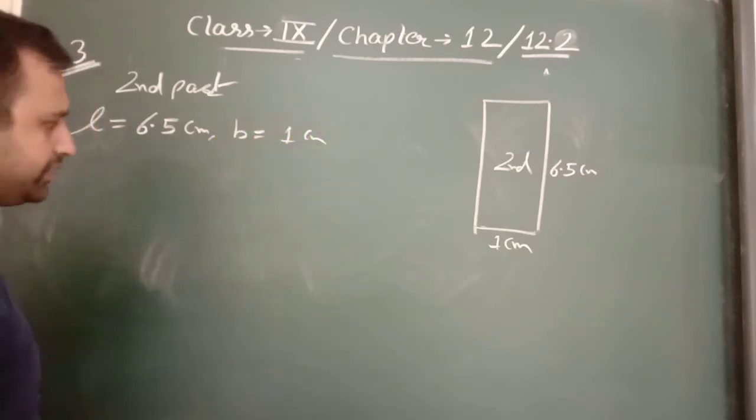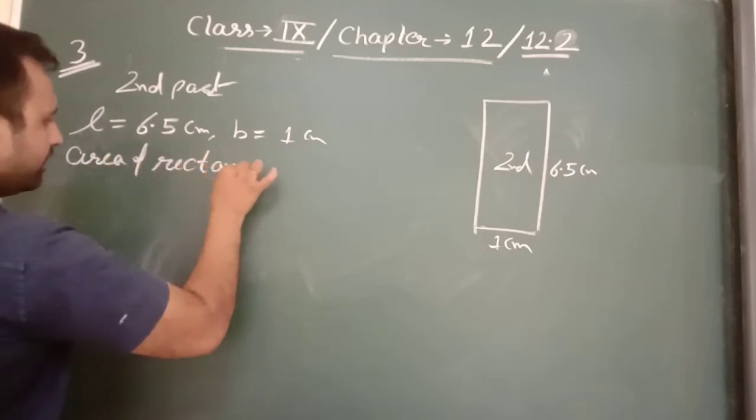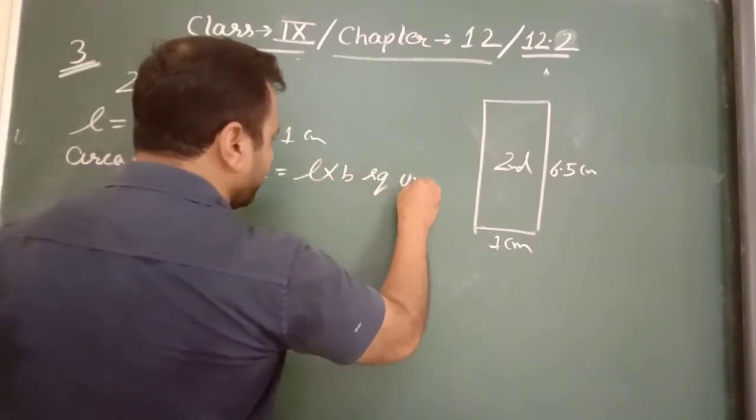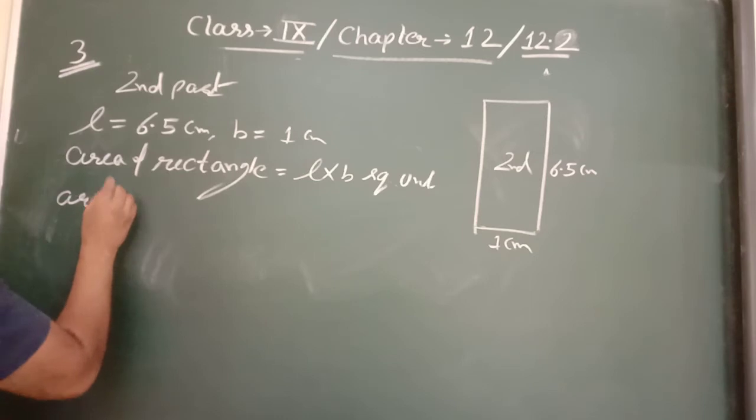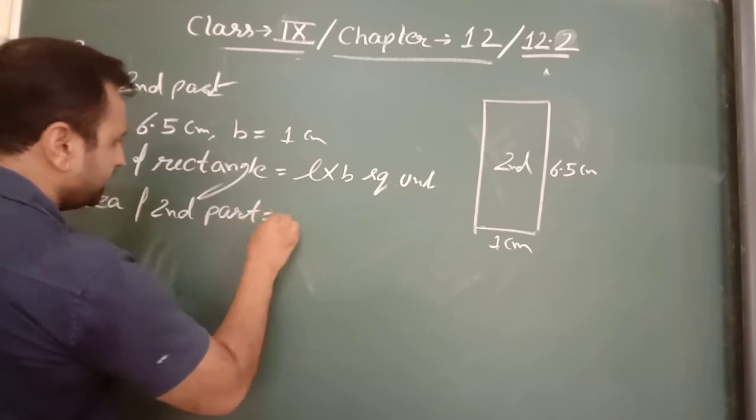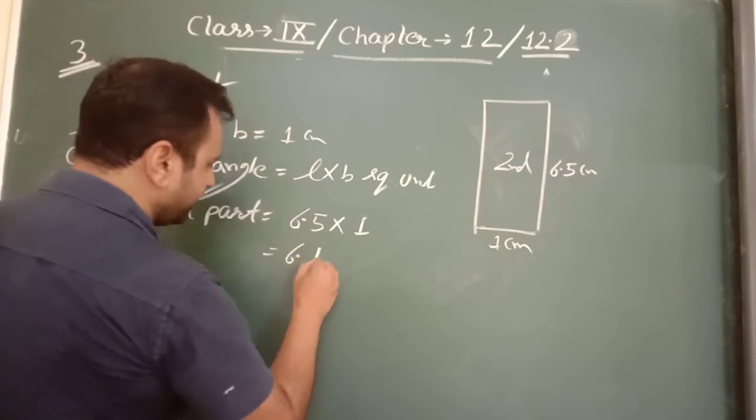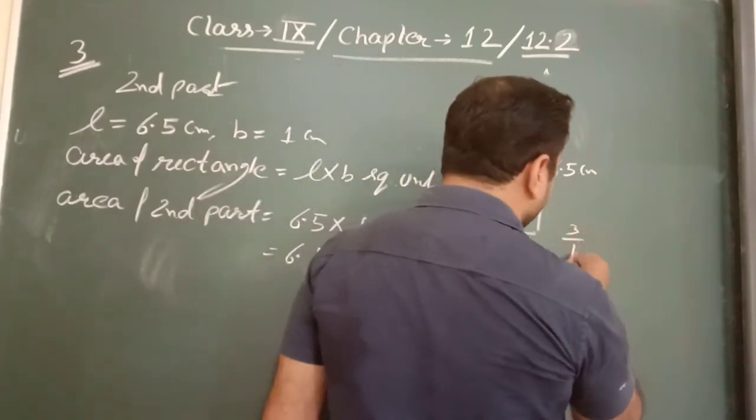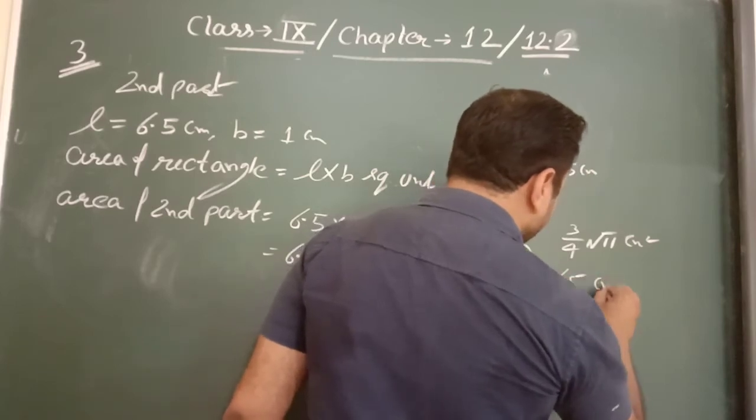So what is the formula of area? Area of rectangle is equal to length multiply breadth square unit. So area of second part: area is 6.5 multiply 1, it means 6.5 centimeter square. First part is 3/4 under root 11 centimeter square and second is 6.5 centimeter square.